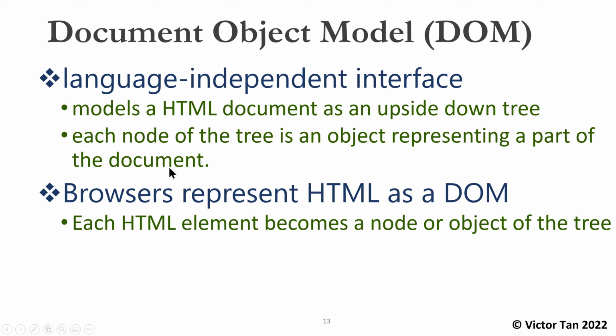So when a browser loads a HTML file, when a browser gets back a HTTP response from a web server which contains a HTML document, it's going to load that HTML document as a DOM. You'll represent it as a DOM, and each HTML element becomes a node or object of this DOM tree.